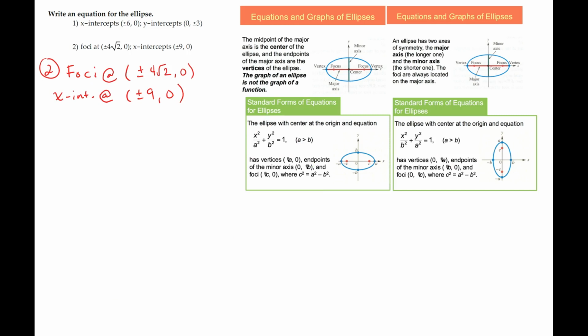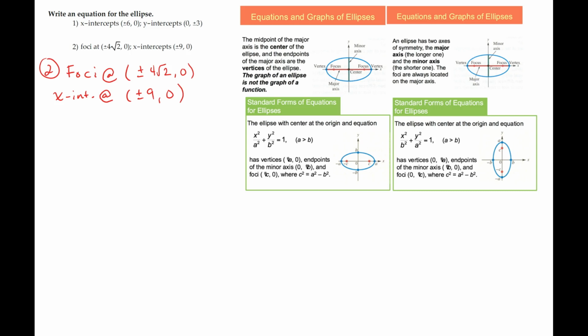Okay, in this second example, we are only given the x-intercepts and we're missing the y-intercepts, but that's okay because we are actually also given the foci. So the foci are the two focal points, okay? It's just the plural for focus, foci, all right? So let's see what we're dealing with here.